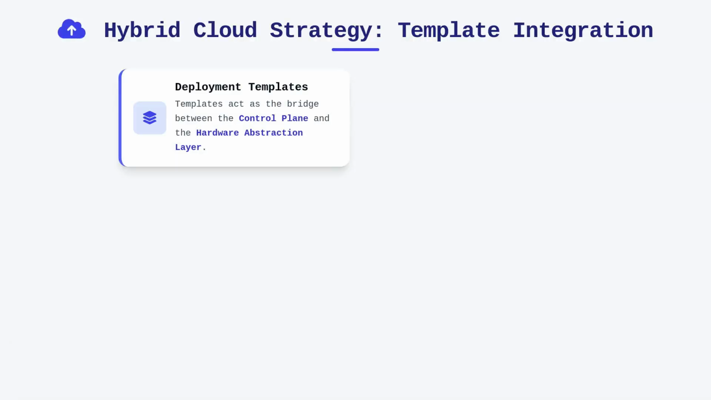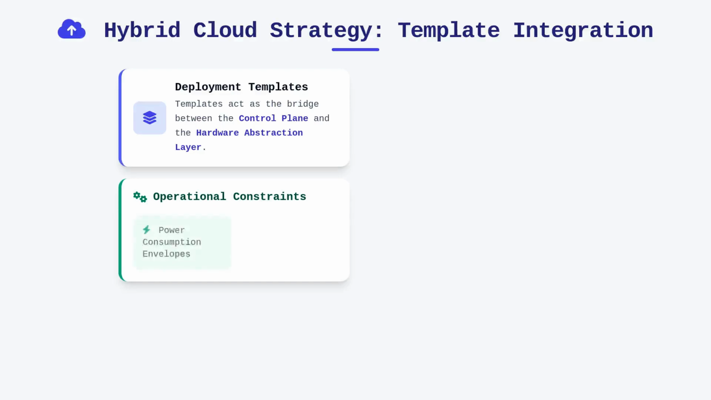Integrating deployment templates into your broader hybrid cloud strategy requires a clear understanding of the hardware abstraction layer. These templates do not operate in a vacuum. They interact heavily with the control plane to ensure that resource algorithms remain optimized for your specific workloads. For example, when you perform a mass deployment of server profiles based on a single template, the system evaluates logical constraints, such as power consumption envelopes and thermal thresholds.